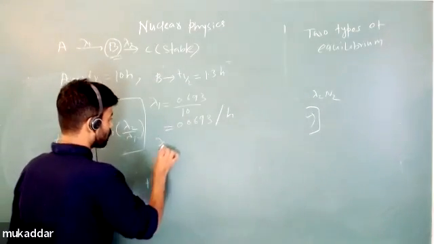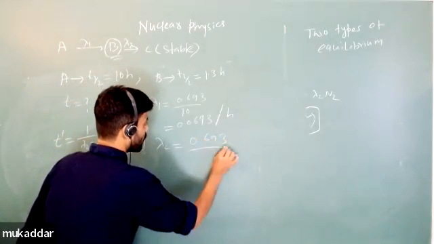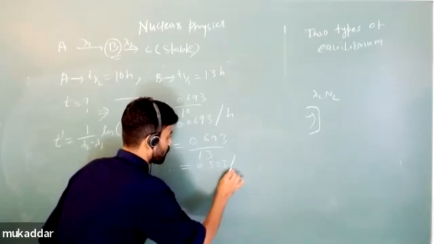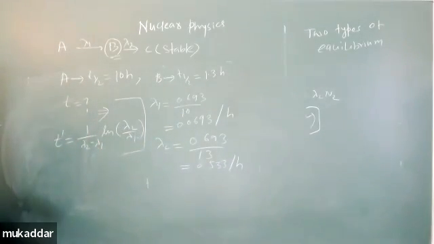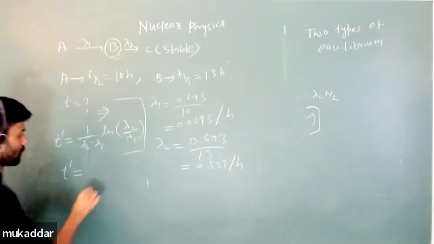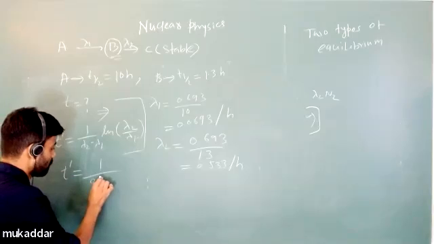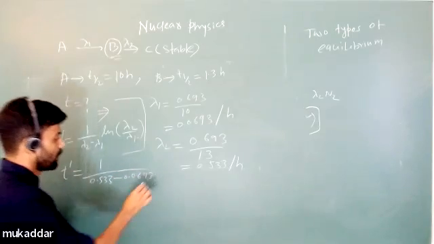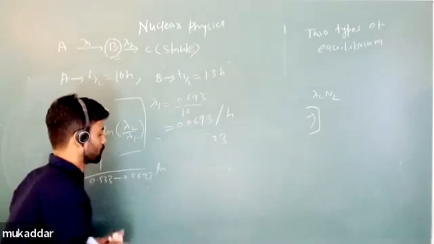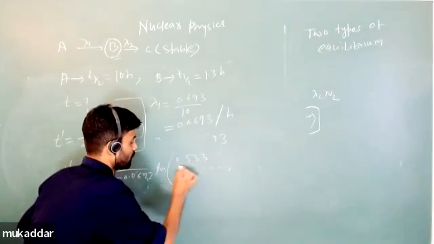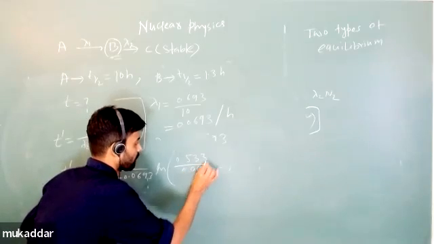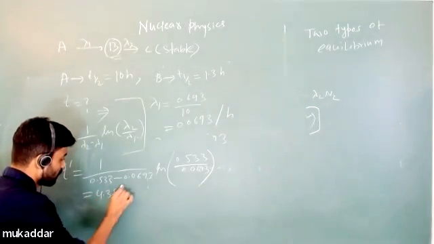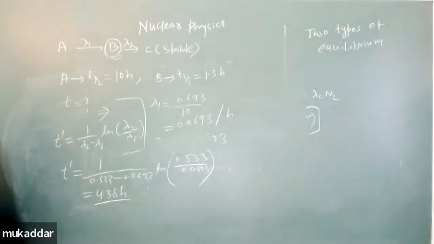Similarly, lambda 2 will be 0.693 divided by 1.3. How much do we get? 0.533 per hour. Now if you substitute it, t prime will be 1 divided by 0.533 minus 0.0693 times natural log of 0.533 divided by 0.0693. If you calculate it, you will get 4.38 hours. Is it clear?